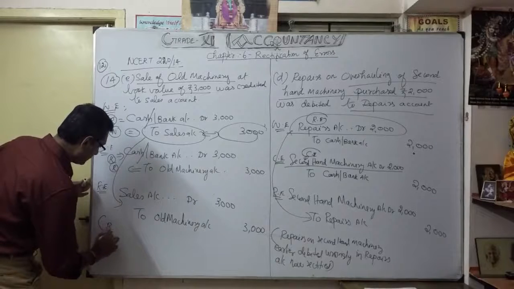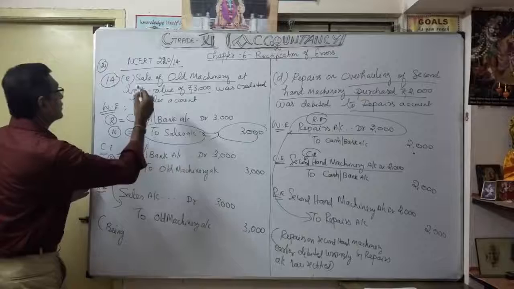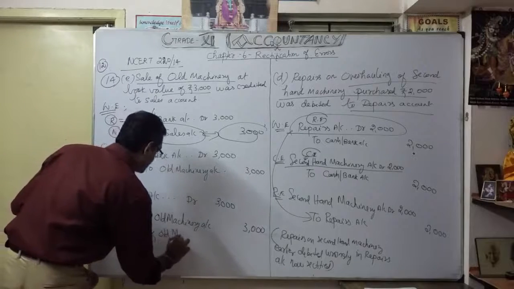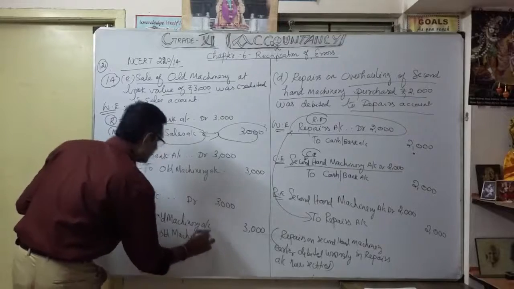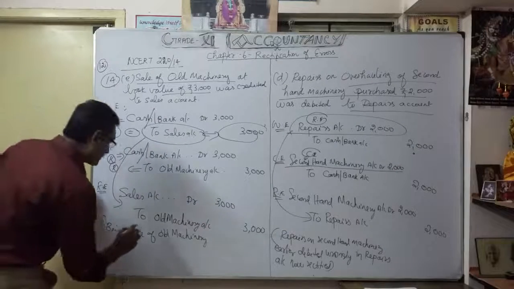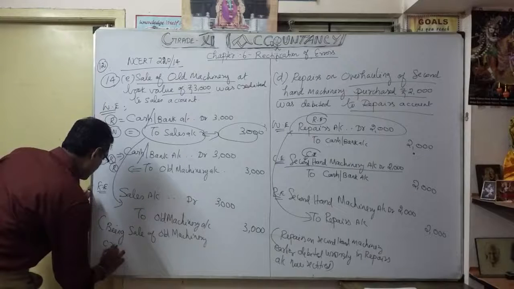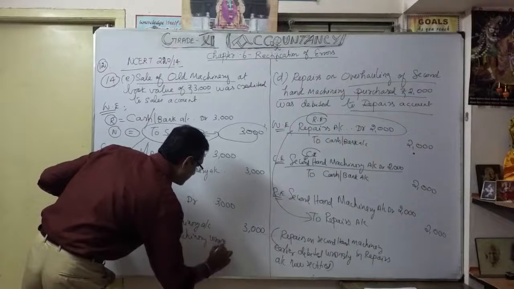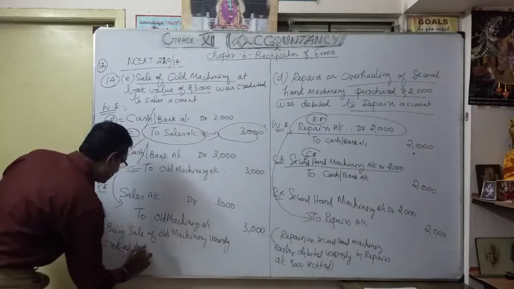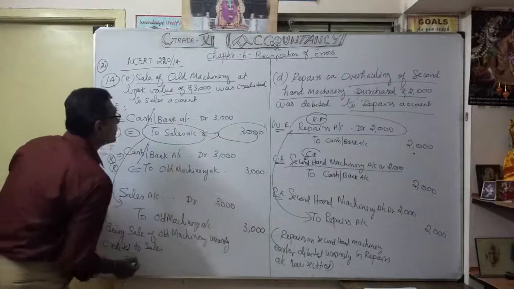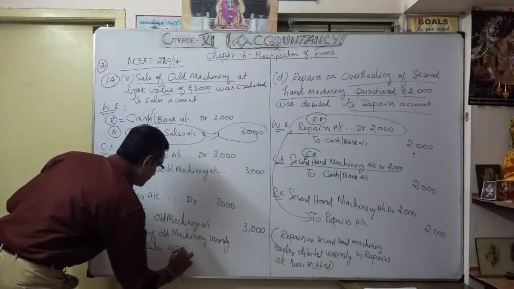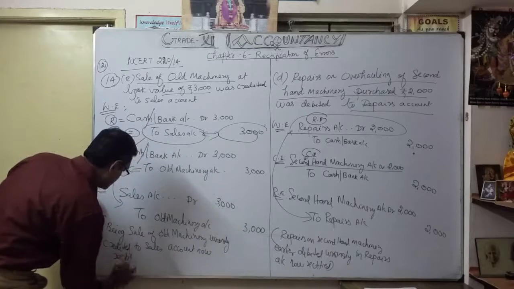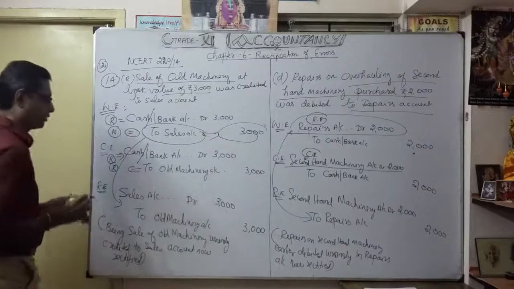The narration being: sale of old machinery wrongly credited to sales account, now rectified. Okay, narration is very important. Would you have understood?